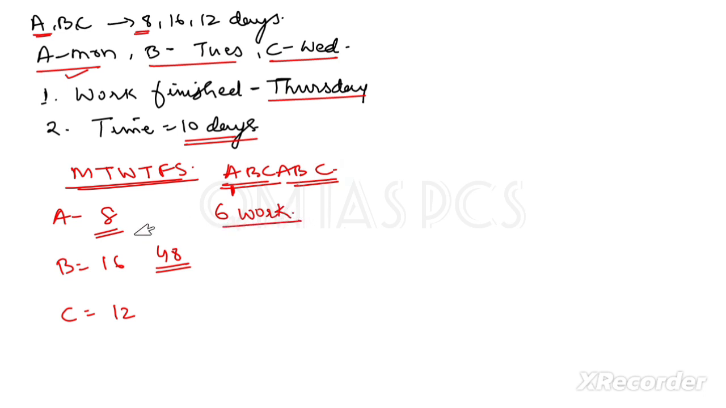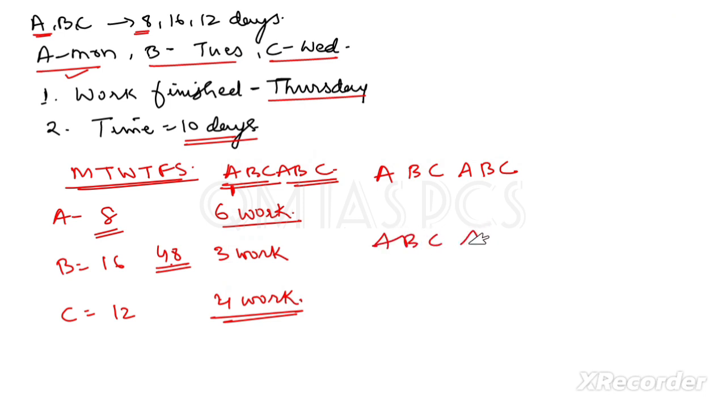That means in 8 days 48 work will be done. And for this one it will be 3 work. For C, it will be 4 work. So based on this, these are the efficiencies of A, B, C. If you want it in fraction form, that's okay. If you want it in number form, that is also okay. It's up to you. So I am writing here A, B, C, A, B, C, A, B, C. So it is 6, 3, 4, 6, 3, 4, 6, 3, 4.